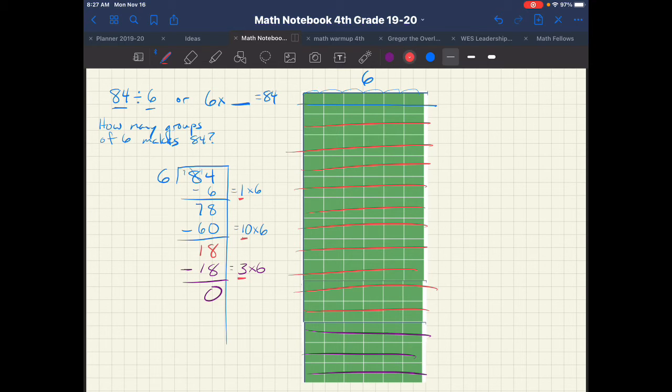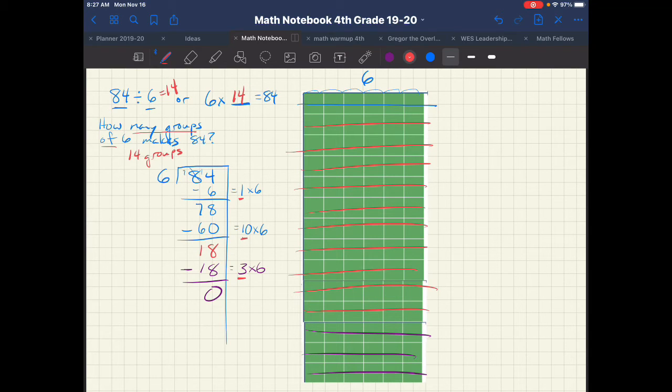So altogether now I've done 10 groups, 1 group, and 3 groups. That is 14 groups. So 6 times 14 is 84. 84 divided by 6 is 14. How many groups of 6 makes 84? 14 groups.